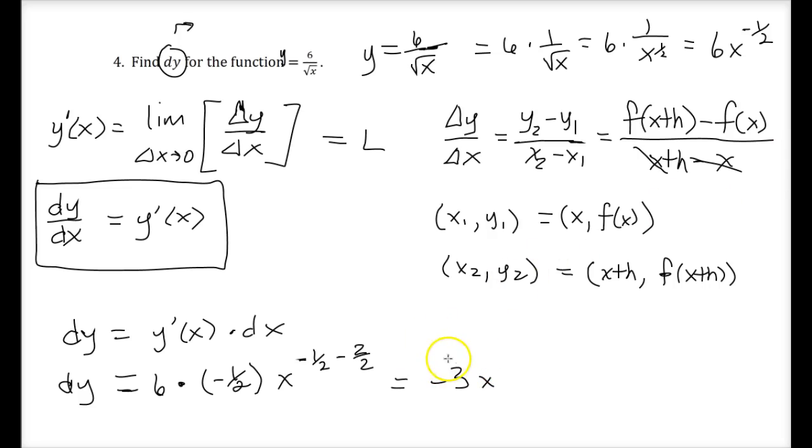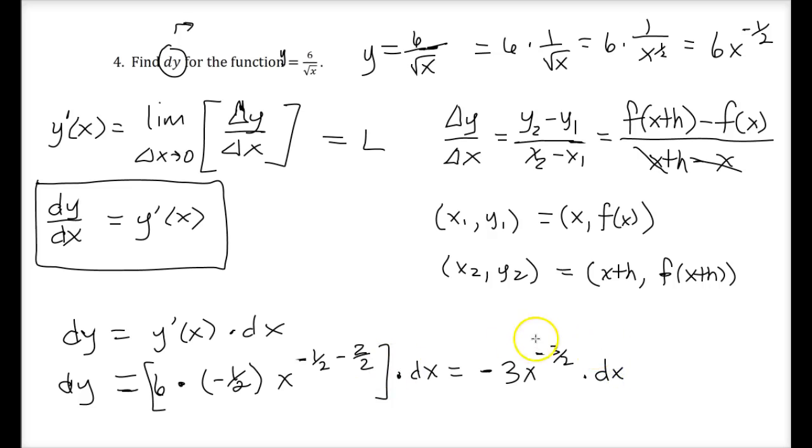Oh, I forgot something here. Yeah, I need to put my dx on the end there. So sorry about that. Got a little ahead of myself. So we're going to do all of this for the derivative, and then we have to multiply it times dx. And then from here, we have negative 3x raised to the negative 3 over 2 dx.